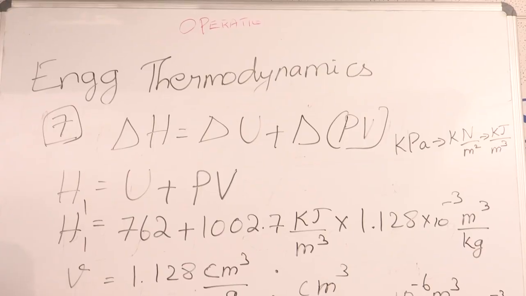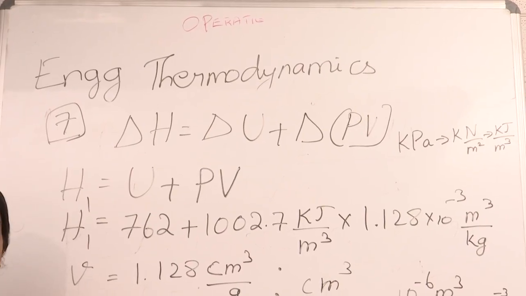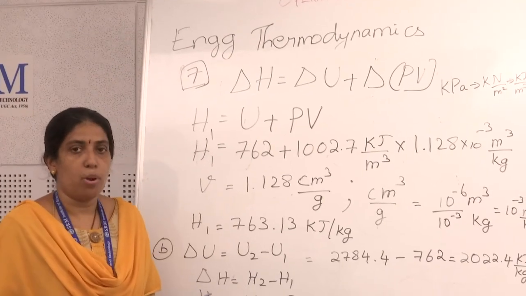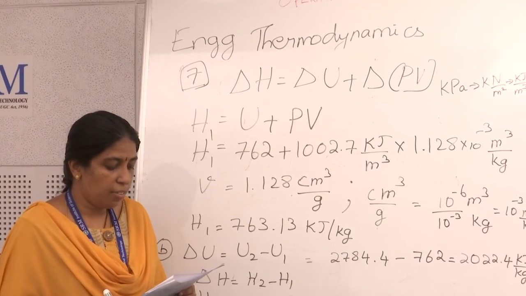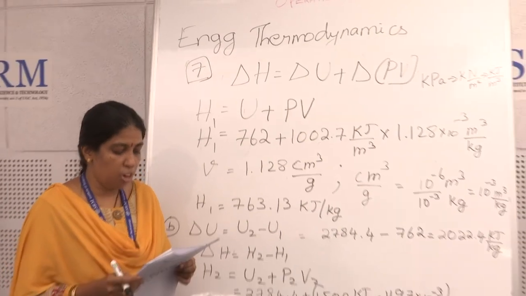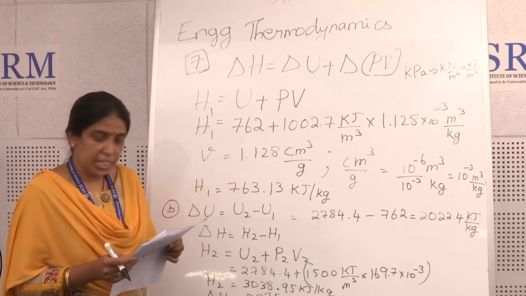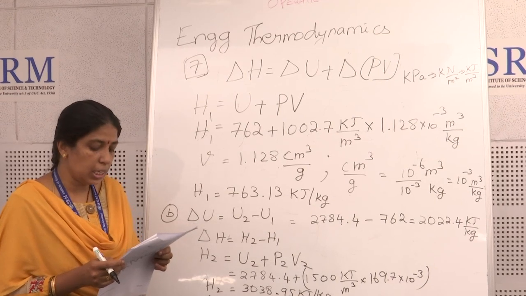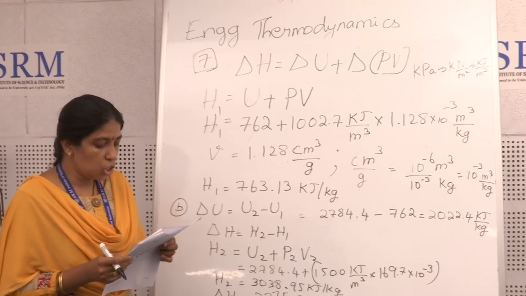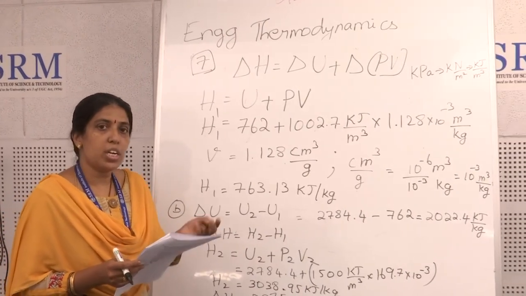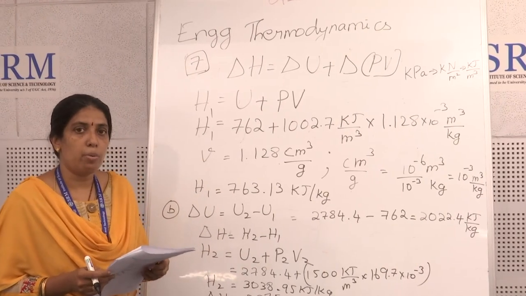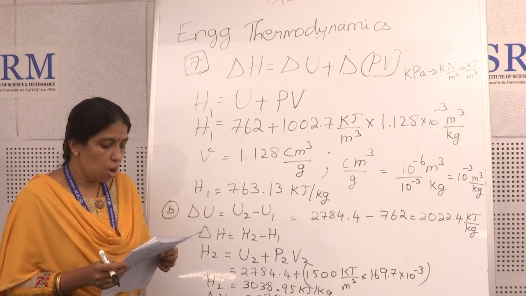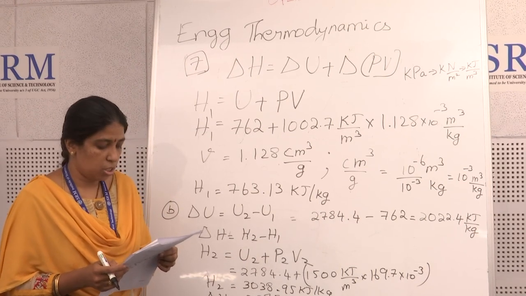Thank you. So the next problem is question number 7, assignment sheet, unit 1, question number 7. Let us read out the problem. The liquid water at 453.5 Kelvin, 180 degrees Celsius and 1002.7 kilopascal has an internal energy of 762 kilojoules per kg. So you can write down the given details from the problem. Internal energy U1 is mentioned as 762.0 kilojoules per kg.